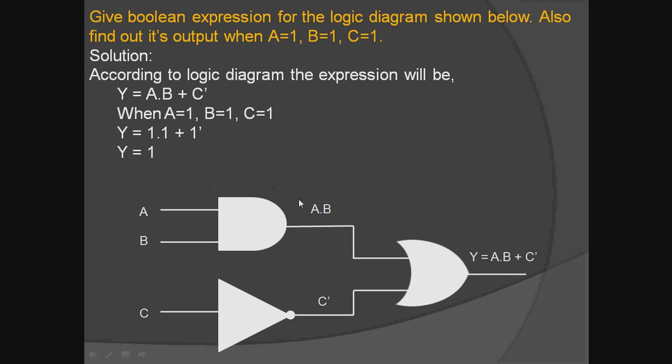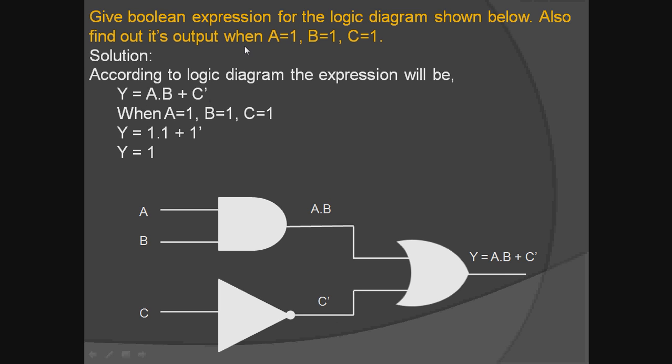So when you're using the AND gate, it will be a and b, that is a dot b. And when you're using the NOT gate, you know that a NOT gate can take only one input and one output will be displayed, which is the complement of that. So you get c complement. And then you have the OR gate. The OR gate will sum up these two minterms. So that's why you get y equals a dot b plus c complement. So according to the logic diagram, you get this expression.